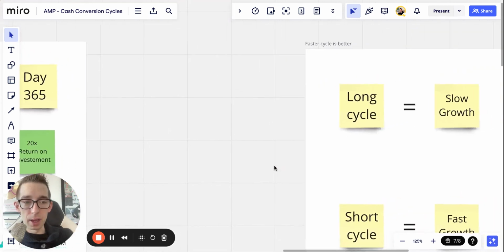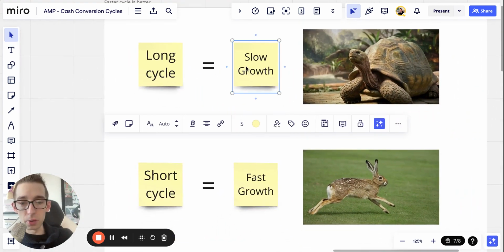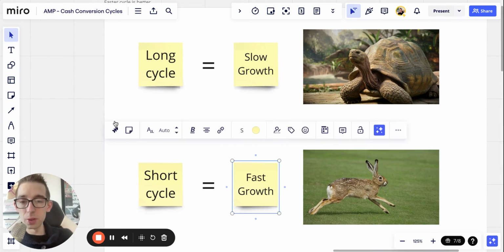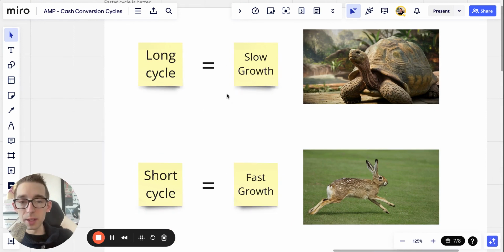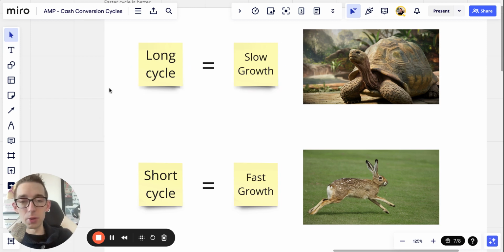Now, how do we do that? And just to highlight that point, long cycle equals slow growth. Short cycle equals fast growth. The only way to overcome this without reducing that cash conversion cycle down is using other people's money, right? So that could be using credit lines, that could be using venture capital. But if you are bootstrapping your business, meaning you are using all your own cash, then a long cycle is going to equal significantly slower growth.